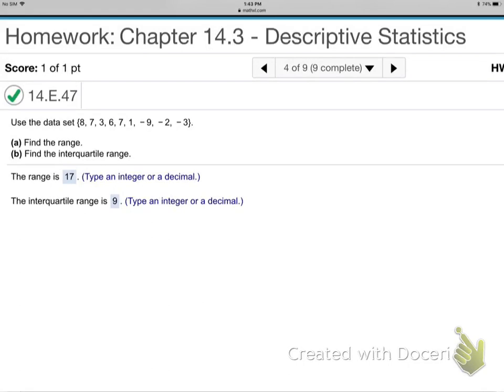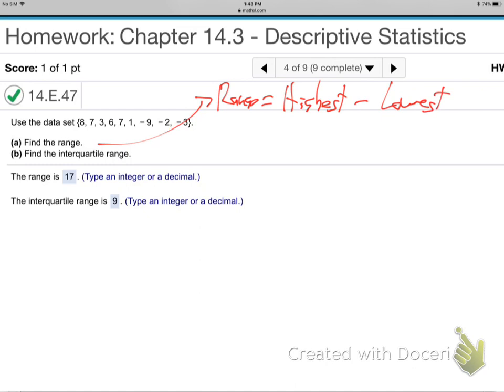Okay, so here we are in number 4. They're asking us for the range and the interquartile range. All right, so this is actually really, really easy. So first off, a range. The range of the numbers is just the highest minus the lowest.